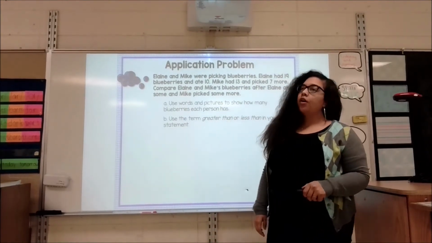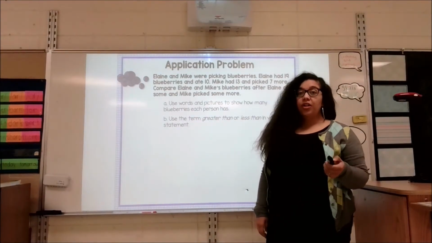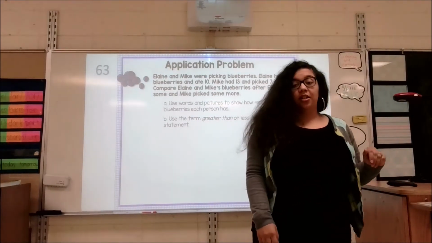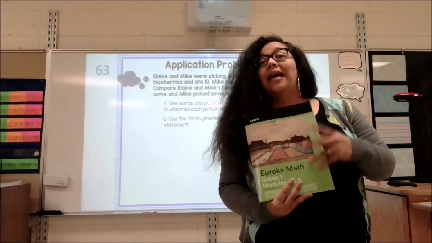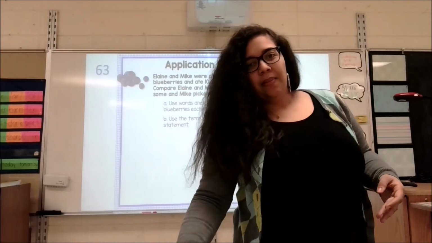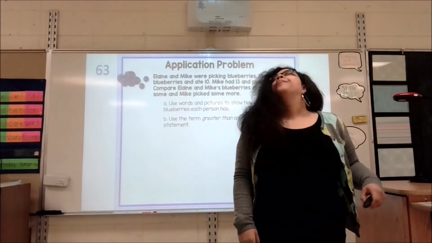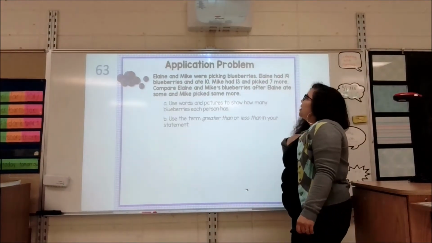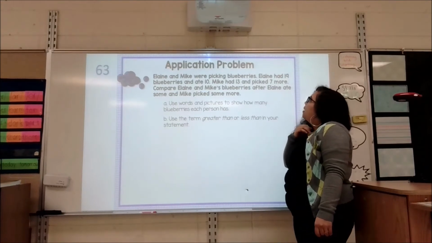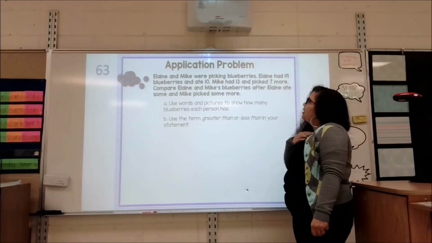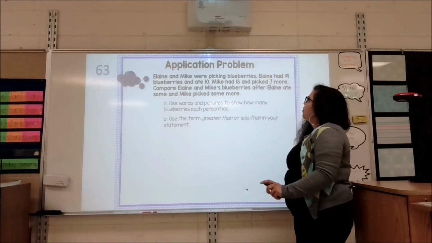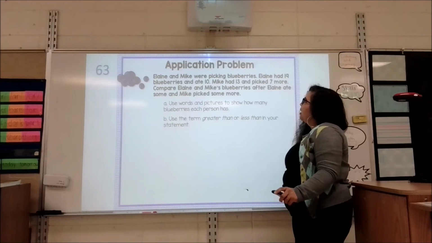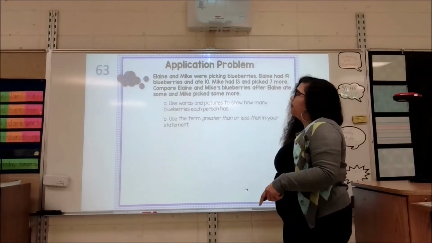As I said, we are going to do our application problem now, which is in your Learn book on page number 63. Let's go ahead and read. Elaine and Mike were picking blueberries. Elaine had 19 blueberries and ate 10. Mike had 13 and picked 7 more. Compare Elaine and Mike's blueberries after Elaine ate some and Mike picked some more.